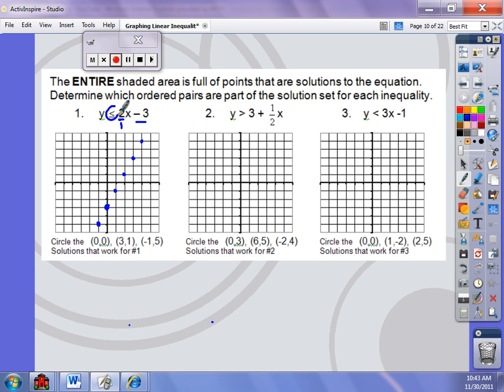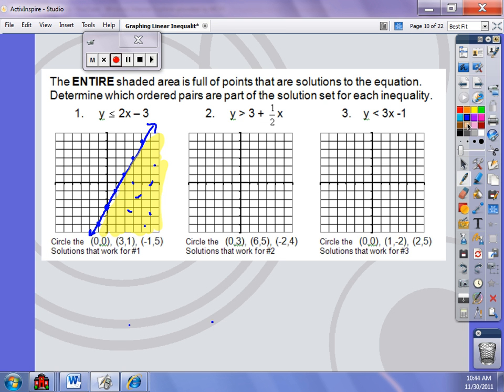Since my inequality is less than or equal to, I'm going to use a solid line because it's or equal to. And since it's less than, I'm going to shade the graph underneath the line. Okay? This shading area represents all of the solutions, all of these ordered pairs in here that will make this inequality true. For example, I'm going to test these inequalities down here.